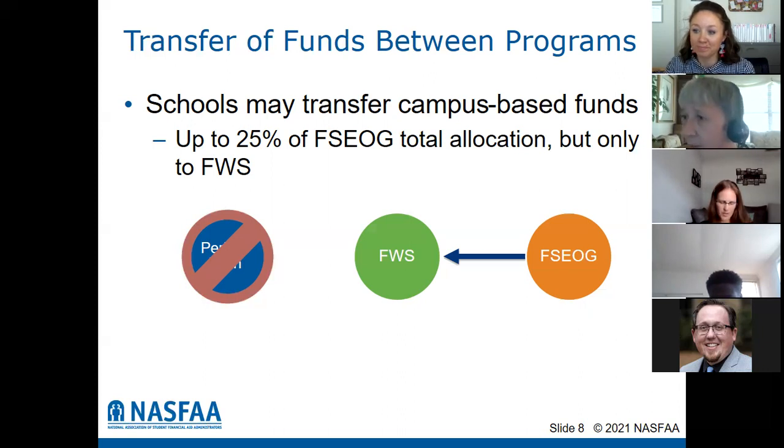I know I just threw this question in there, but basically the flexibility helps schools ensure that they can meet the matching requirements that we just talked about. If a school needs more funds in one program, let's say you need more SEOG funds, you could transfer from federal work study and vice versa. So it just helps to adjust accordingly the amounts between the two programs.